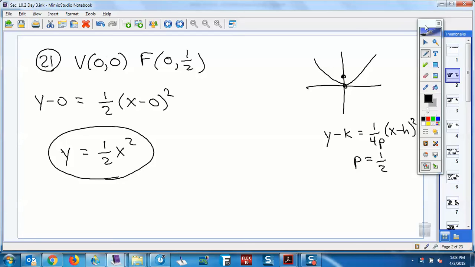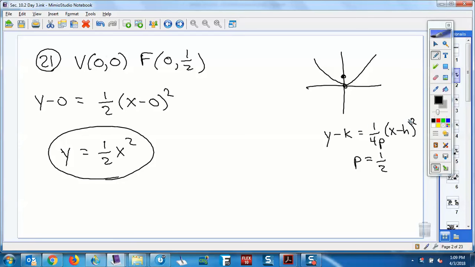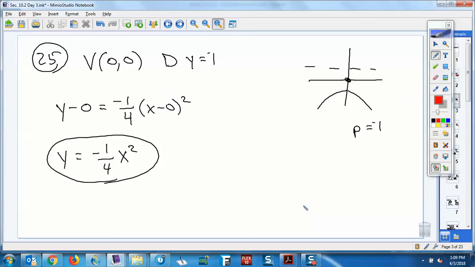Here's number 21. Again, here's our standard form over here. And so we look at that and we see the vertex is 0, 0, the focus 0, 1/2, so p would equal 1/2. So when we plug a 1/2 in here, 4 times a half is 2, so that would be 1/2 goes there, and then 0, 0.